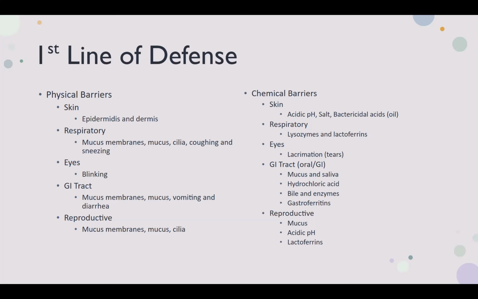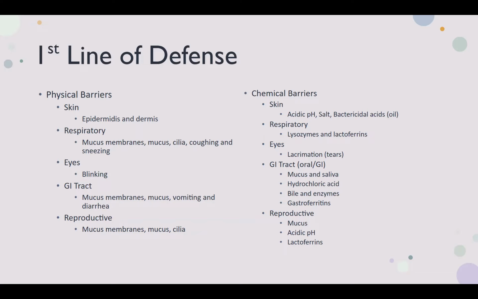But then in the respiratory tract, you have things like coughing and sneezing to kick out microbes. And in the GI tract, you have vomiting and diarrhea to push the microbes out of the body once they've gotten into the GI tract. But for the most part, they're very similar.